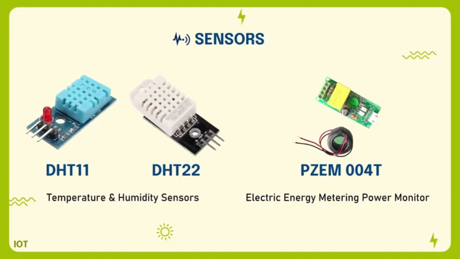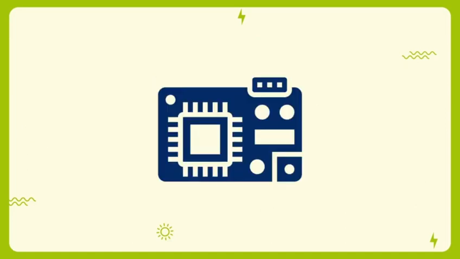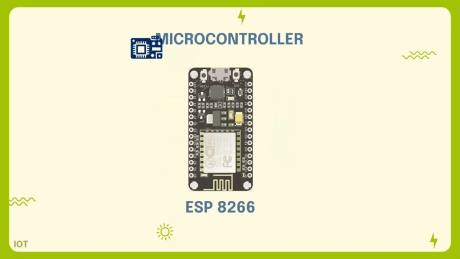DHT11 is a commonly used temperature and humidity sensor. PZEM-004T is a multifunctional sensor module that functions to measure power, voltage, current, and energy contained in an electric current. The microcontroller, which is ESP8266, is a low-cost Wi-Fi microchip with built-in TCP/IP networking software and microcontroller capability.